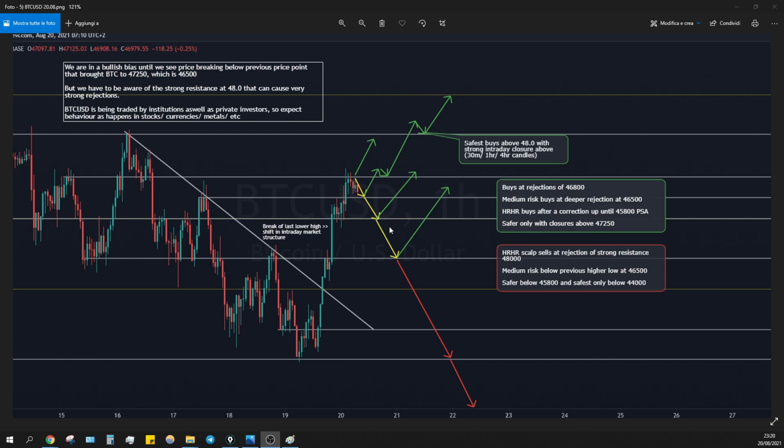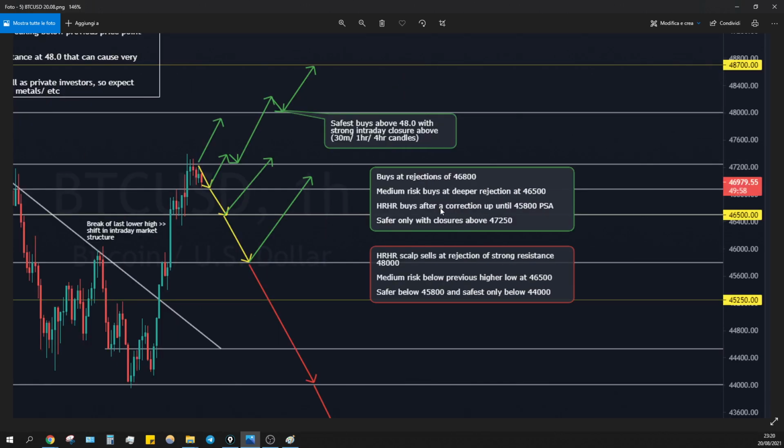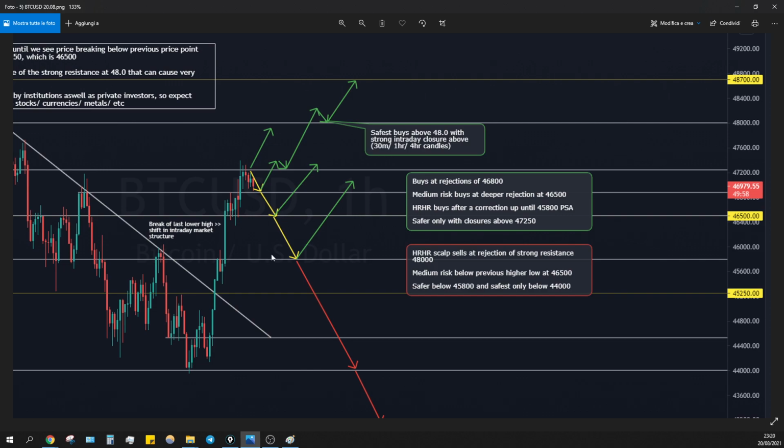I think that this is 46,500 and this is 45. Okay, exactly. This is 45,800. This is 46,500. Exactly. We were expecting a bounce from this level since the bias is bullish until we see price closing below this level, which is the last low that brought price to the new high. We are still in a bullish bias.